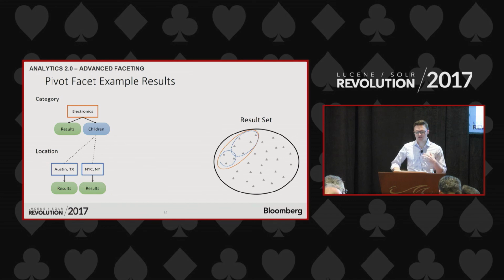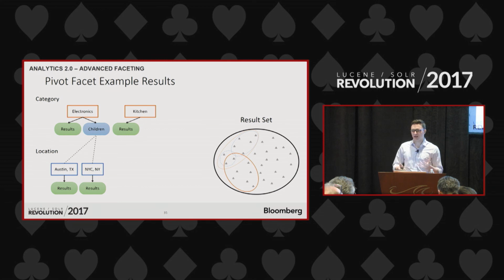So we have two cities that these electronics are sold in, which is Austin and New York. Then we calculate the analytics results for those two subsets of the data. We can have another category, which is kitchen, calculate the results for that, and as you can see, there can be overlap in the different facet buckets that we have.